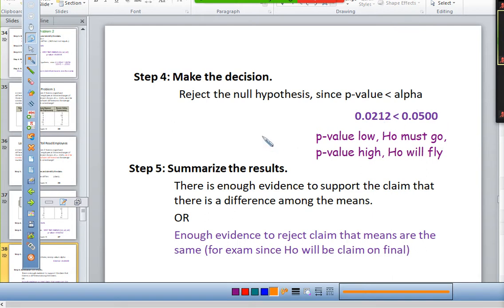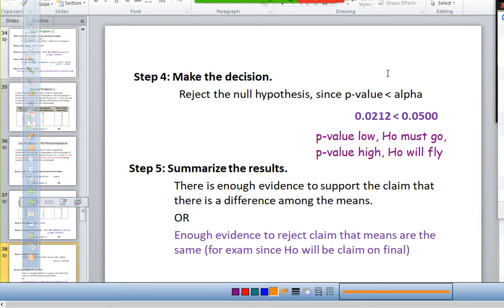One of my students brought up this thing she learned from her tutor, who I think might have gotten it from the book. I'm not really sure, but the whole idea is a clever sort of thing to remember. If p-value is low, H0 must go. If p-value is high, H0 will fly. In other words, it's good. It flies. It's good, right? So it's kind of a neat little thing that they came up with.